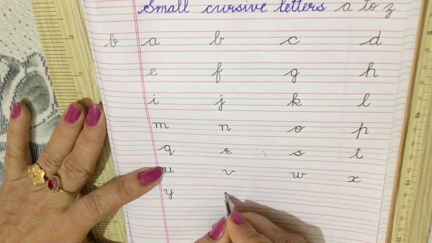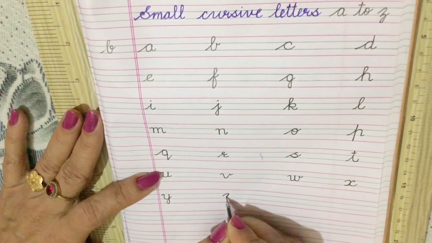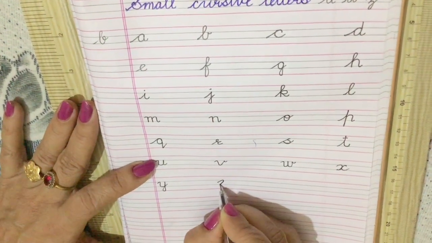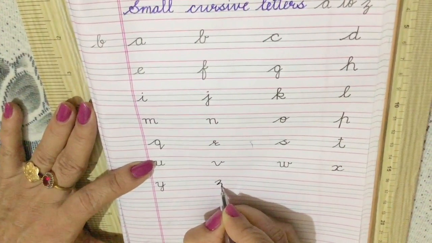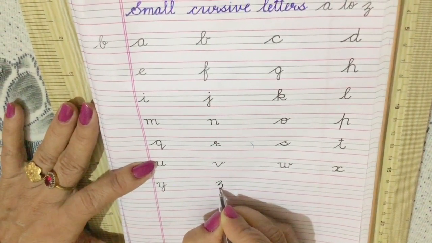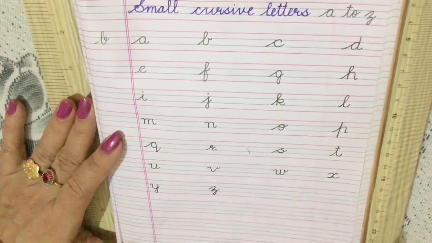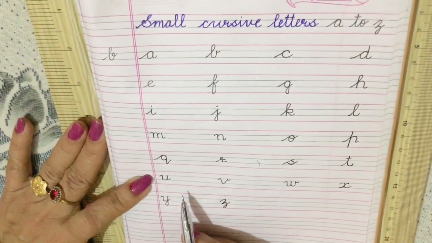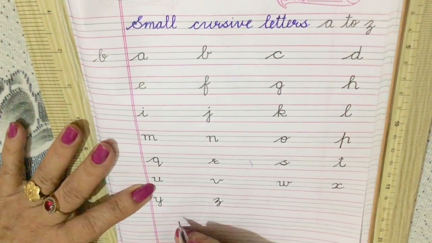And in letter Z, you will first write letter X, half of letter X, come down, slanting down, then go a bit up, then reverse C you will make and make a lower loop and end with the tail. This is letter Z.